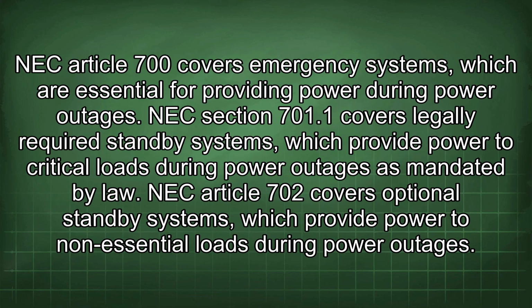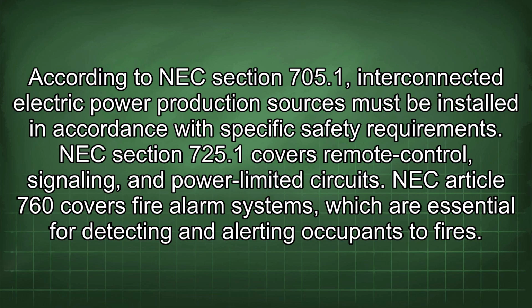NEC Article 700 covers emergency systems, which are essential for providing power during power outages. NEC Section 701.1 covers legally required standby systems, which provide power to critical loads during power outages as mandated by law. NEC Article 702 covers optional standby systems, which provide power to non-essential loads during power outages. According to NEC Section 705.1, interconnected electric power production sources must be installed in accordance with specific safety requirements.